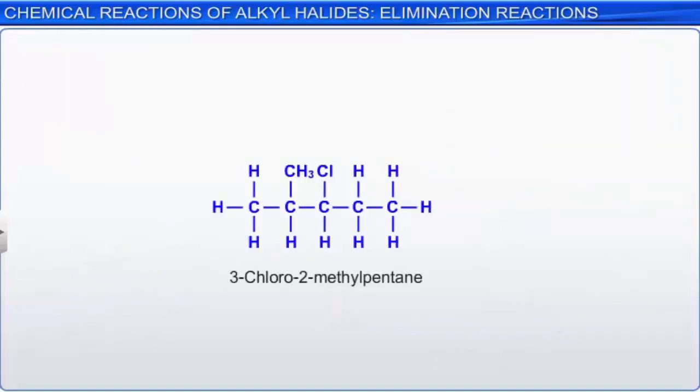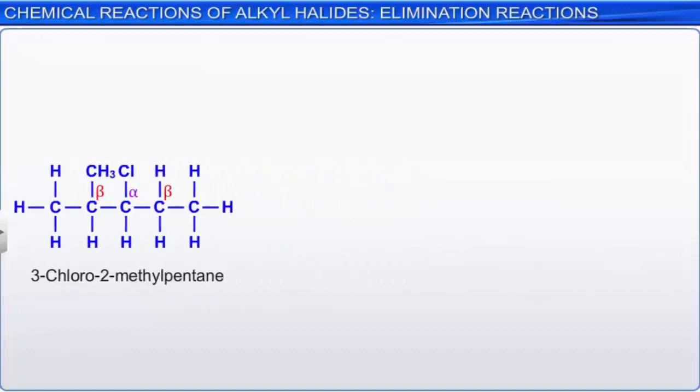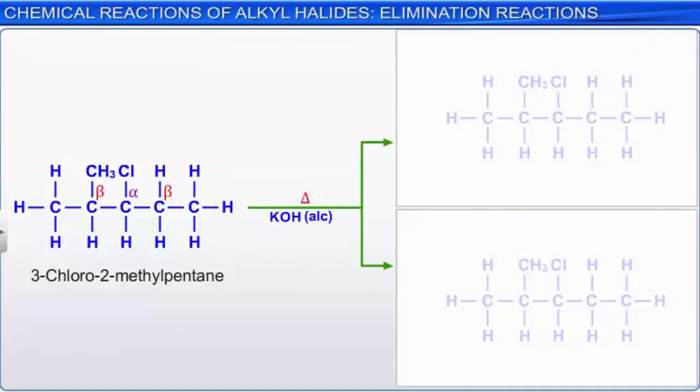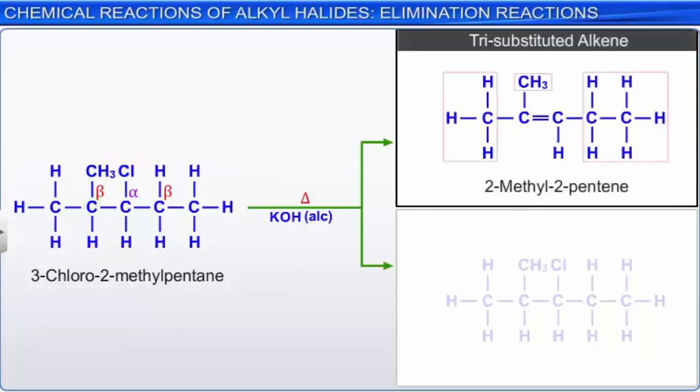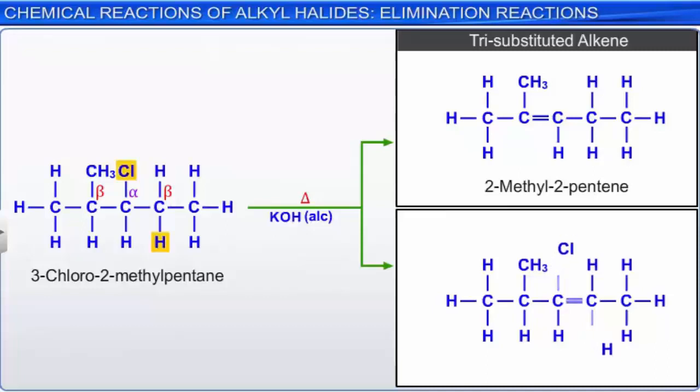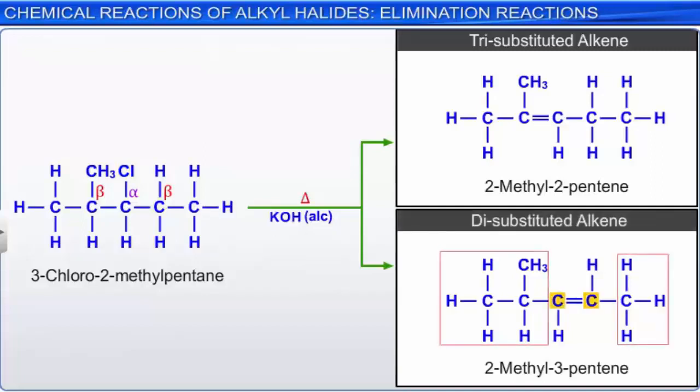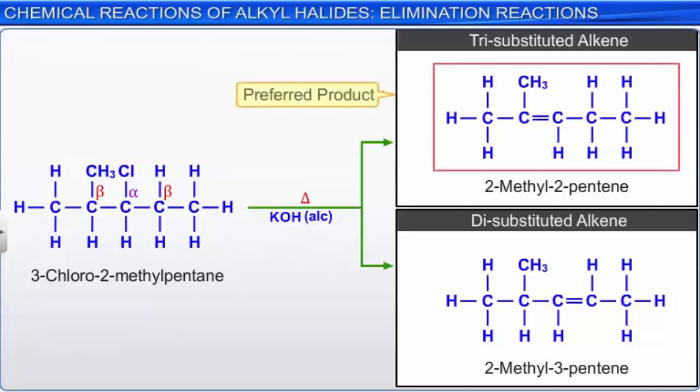Let's look at an example. Looking at the reactant molecule, we see that there are two beta carbons, one on either side of the carbon attached to the chlorine atom. We could remove a hydrogen atom from either beta carbon, leading to two possible products. When we draw the structure of the two products, we see that the first product, formed when a hydrogen atom is removed from the left beta carbon, has three alkyl groups linked to the carbons of the double bond. The second product, formed when a hydrogen atom is removed from the right beta carbon, has only two alkyl groups attached to the carbons of the double bond. Thus, according to Zaitsev's rule, the first product is the preferred product.